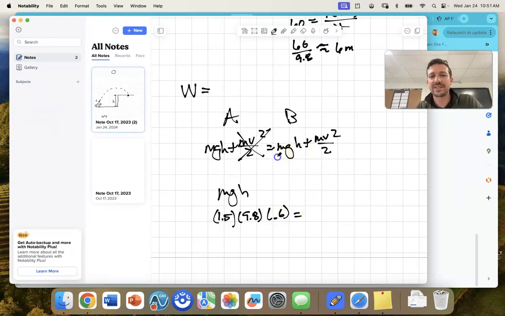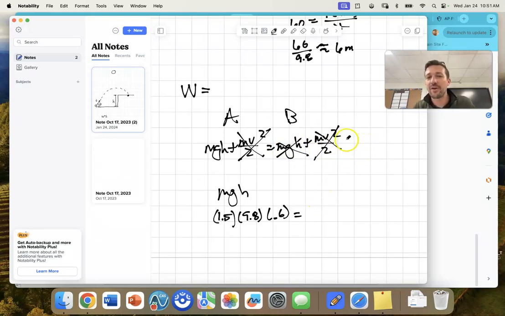Once it's compressed, there is no height. You're going to call that 0, that's the ground. And actually, sorry, I don't even know why I said it equal to this, because there's no velocity either, right? Once it compresses all the way, it's stopped.